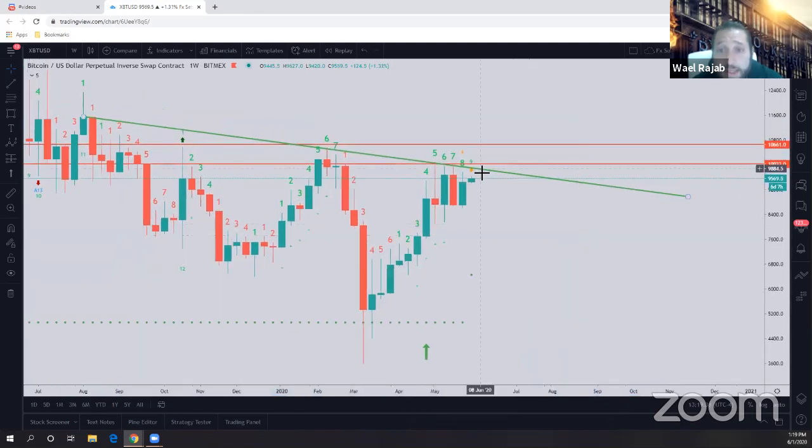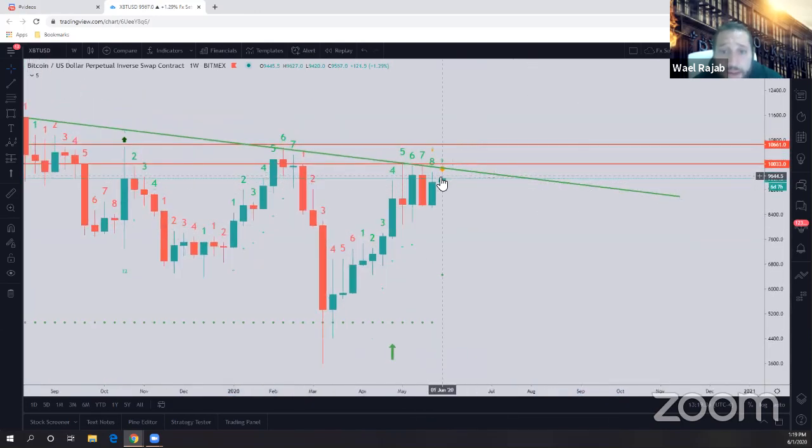On the weekly, we're seeing a 9. For the 9 to play out most ideally, the 9 high should be higher than 5, 6, 7, 8. 8 or 9 should be the highest candle for this to be a great 9 sell.